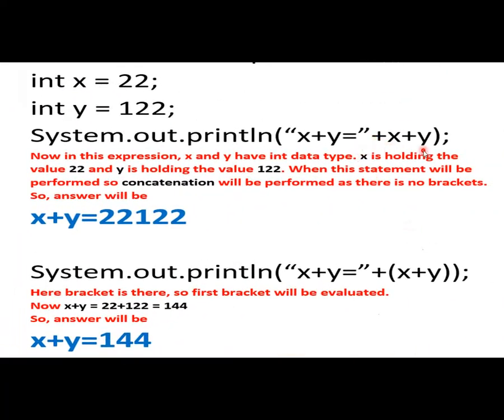Same here, there is no bracket, so the plus operator will be evaluated from left to right and purely concatenation will be done. So the output will be x plus y equal to 22 122. But here, as the bracket is there, first it will be added: 144. So the output is x plus y equal to 144.